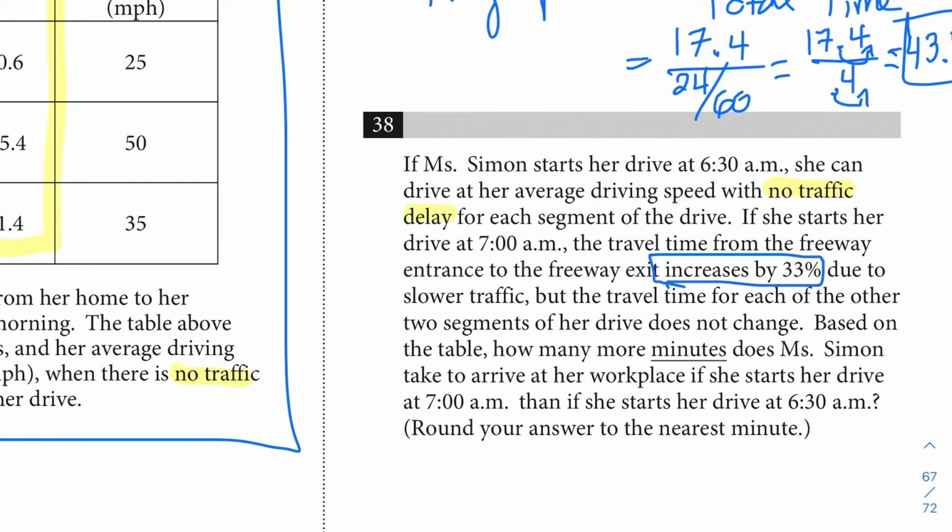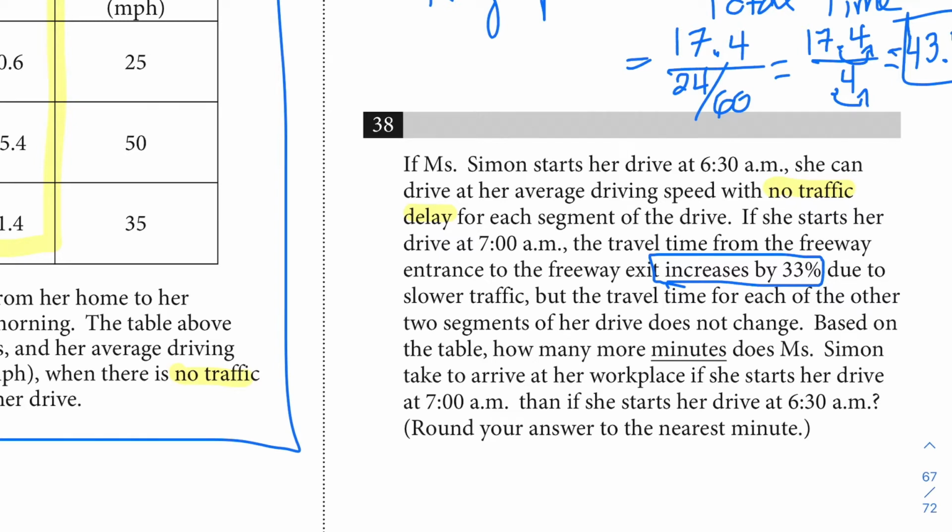So this is kind of what we talked about when we saw that the initial data was for no traffic delay. We thought maybe that is going to invite a question where they add in a traffic delay, and that's exactly what we see here. So it says the travel time for each of the other segments does not change. Based on this table, how many more minutes does Miss Simon take to arrive at her workplace if she starts her drive at 7 rather than at 6:30?